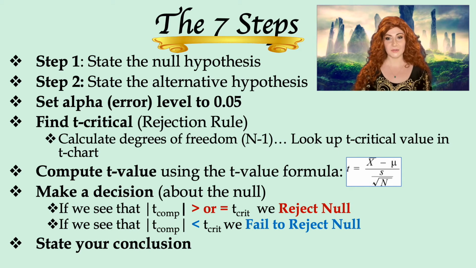So then you are left with the last step, which is to state your conclusion. Now we'll talk a little bit more in detail about what goes into a conclusion, but ultimately these are the 7 steps. State your null, state your alternative, set your alpha level to 0.05, find the critical t-value, find your computed t-value, make your decision, and then state your conclusion.